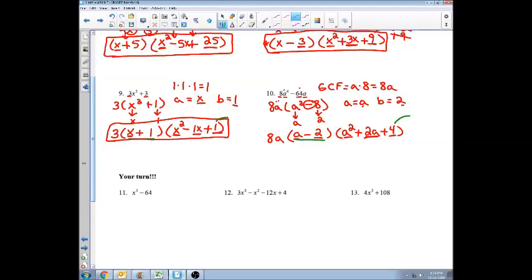Let's look at the factors of 4. I have 4 times 1 and 2 times 2. Can 4 and 1 ever add to positive 2? No, it can't. Can 2 and 2 ever add to positive 2? No, it can't. So these will not work. My answer is just 8a times a minus 2 times a squared plus 2a plus 4.